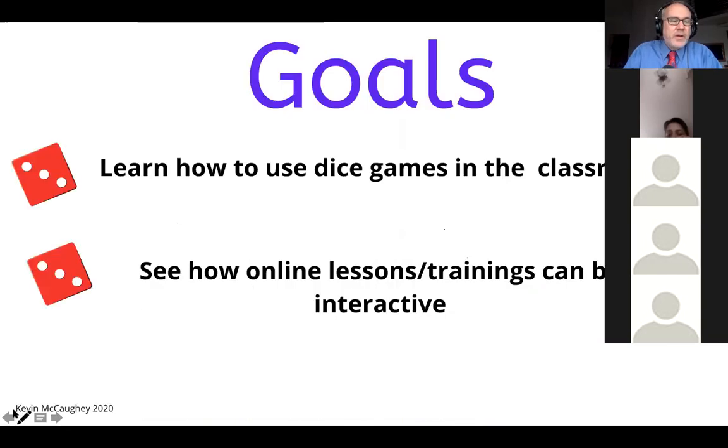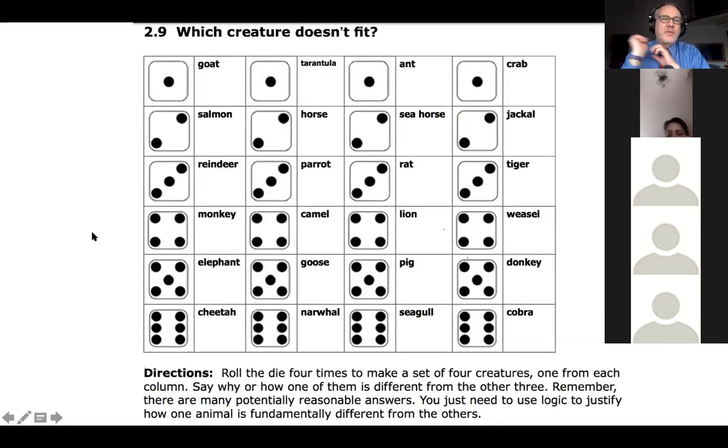For our last one today, yeah, this is our last one. We're actually going to roll the die 4 times, and let's play all together as a group. So roll number 1 is 3. That is the reindeer. Roll number 2 is 3. Column 2, that is the parrot. Roll number 3 is a seahorse. And roll number 4 is a weasel.